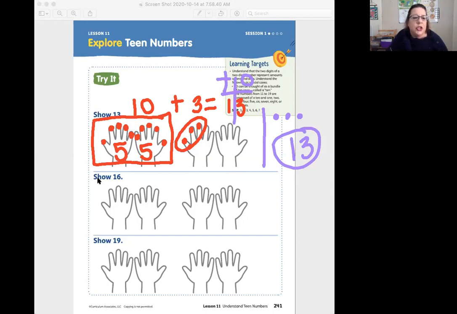It says show 16. Well, over here on this side, and I love when my students copy everything I do. Every time I write, you write. Right? So if we have the number 16, we can divide that out into place value.